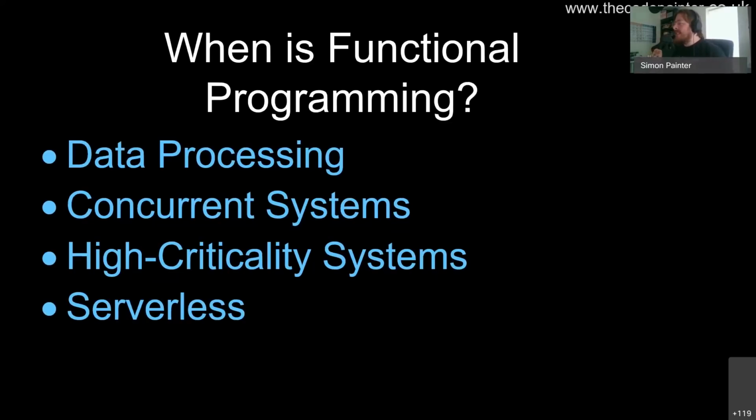High criticality systems, because a functional program tends to be more stable than the alternatives. It tends to be more robust. Erlang, I think Erlang's claim is something like, once their program is actually compiled and executed, it's nearly impossible to kill. And I don't doubt that. I don't doubt that at all. And serverless, referring back to the concurrent systems, if you're interested in something like Azure Functions or anything of that ilk, then again, functional programming is probably one of the things that's going to support that.